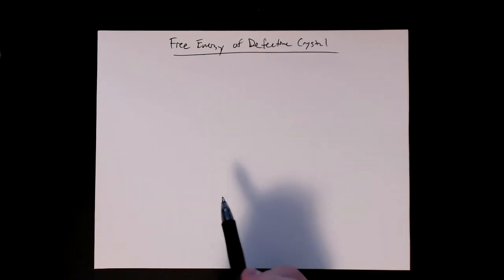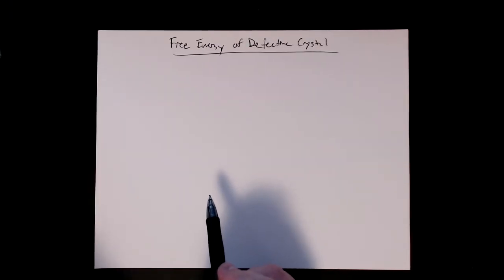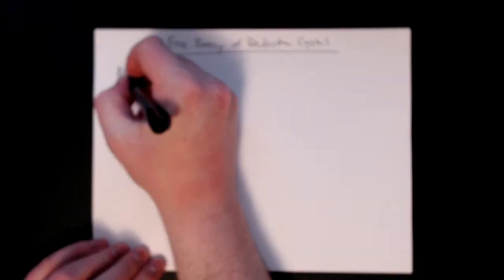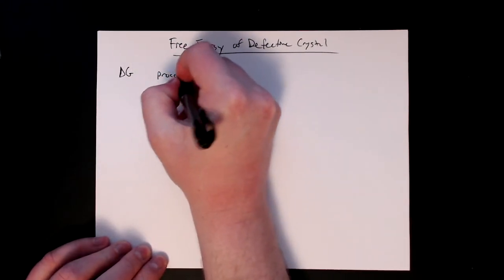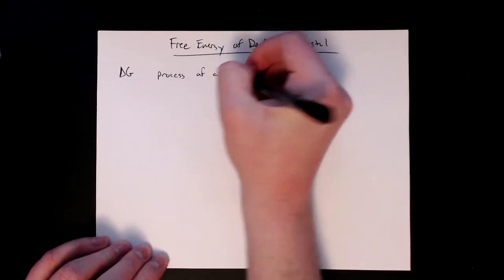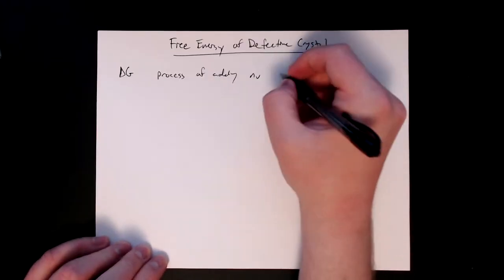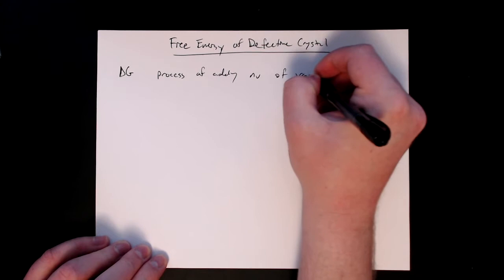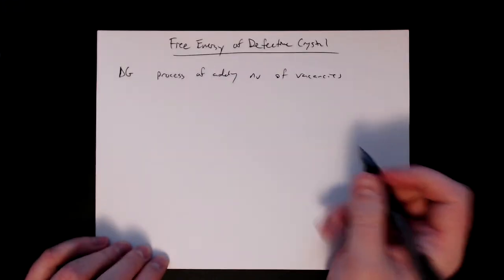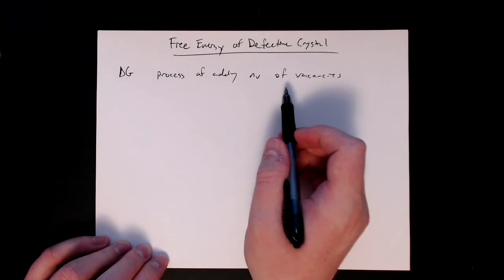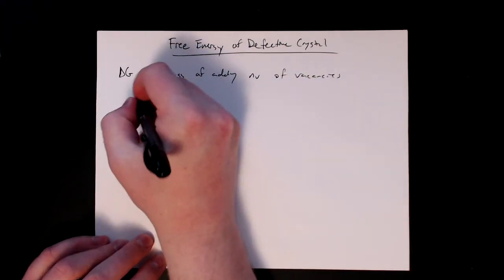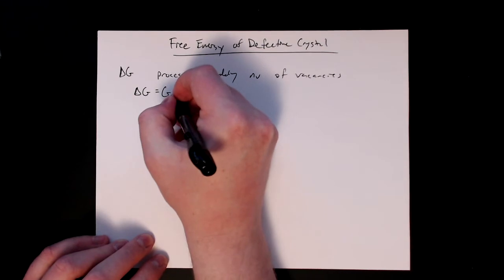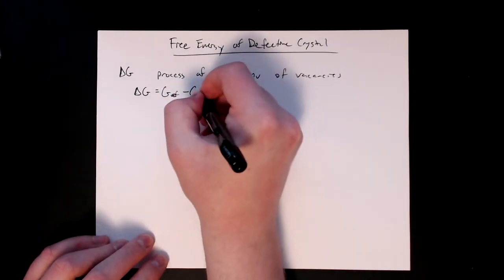All right, so by considering the enthalpy, the configurational, and the thermal entropies of both the perfect and the defective crystal, we can now look at that delta G. And that delta G is going to be the process of adding N_V number of vacancies. Right? So we want to know what adding vacancies does to a crystal. And delta G in this case, just to clarify, is the defective minus the perfect.